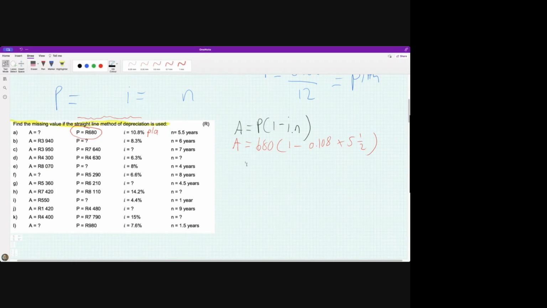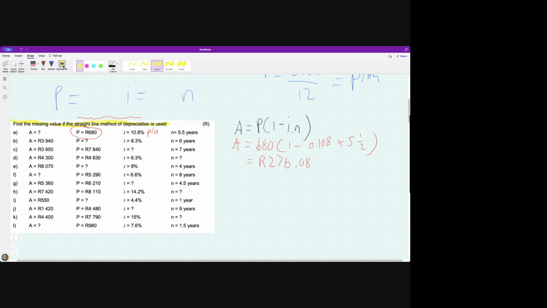$276. Oh, 276.08. So if we use straight line depreciation, the thing that was worth 680 is now worth 276.08.